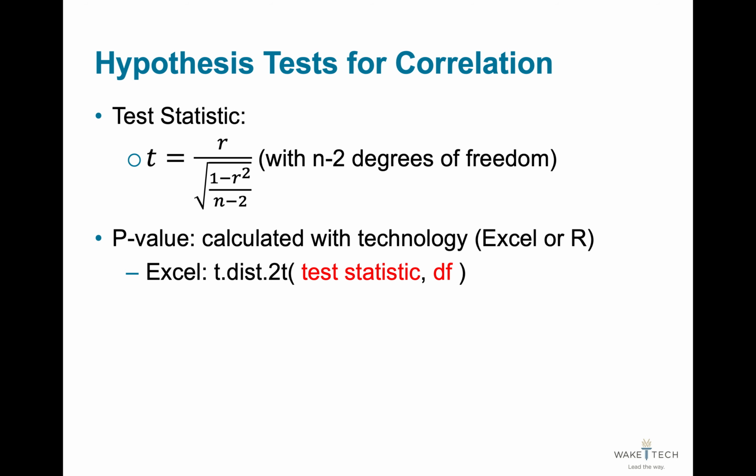We would use the test statistic formula here. It is a t test statistic, so we're going to do a t-test. This r is the correlation coefficient we found from our sample data. And we use n minus 2 degrees of freedom. If we have a sample size of 9, which is what's happening in that jackpot data, the sample size is 9 paired data values, so there'd be 7 degrees of freedom. And we can calculate this in Excel, doing T.DIST.2T.